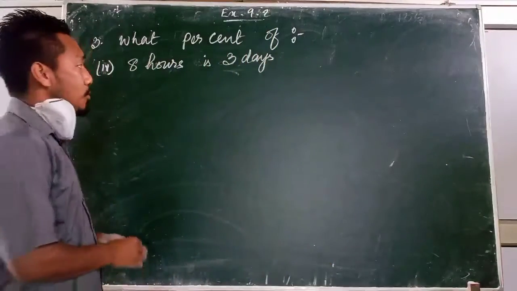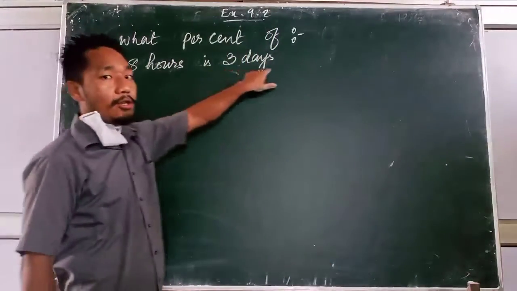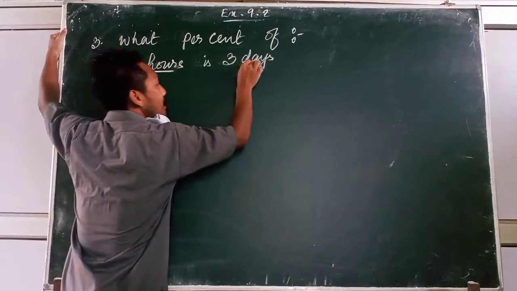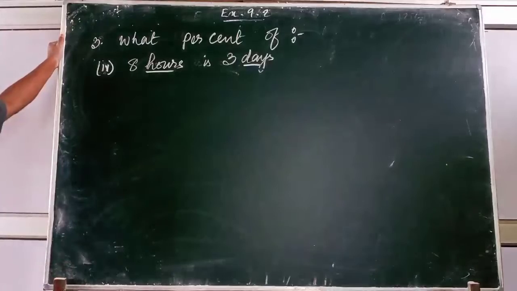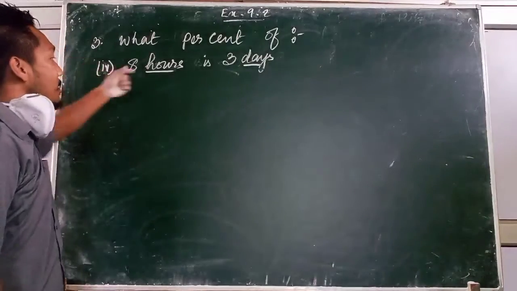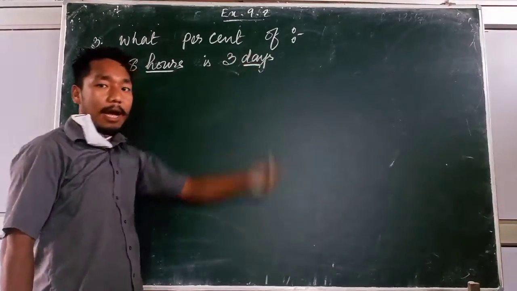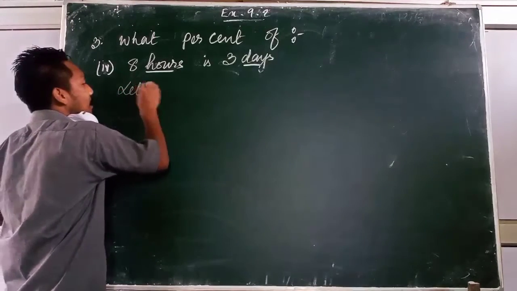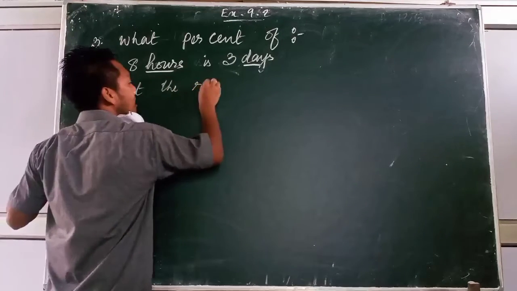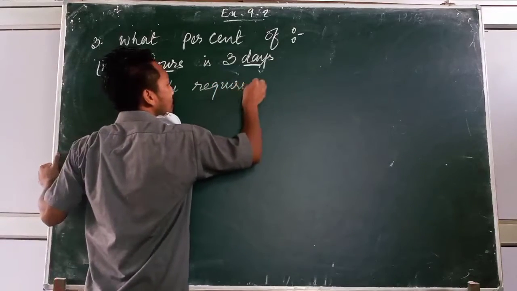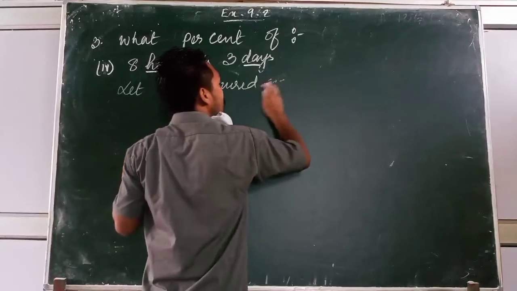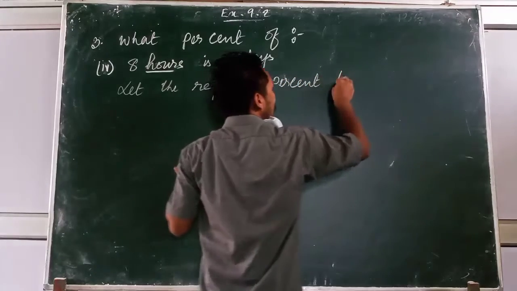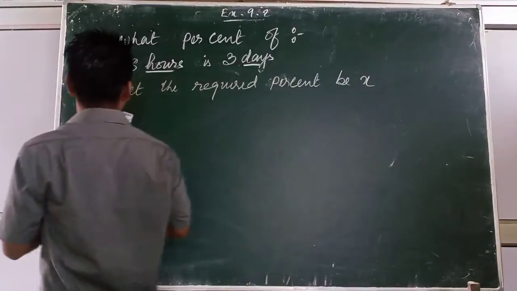So this is our next question, that is 8 hours in 3 days. Okay, first of all, you have to make this unit, that is day and hour, similar. That is hour, that means this also has to be in hours. So first of all, let's write, let the required percentage be x. Okay, let the required percent be x.